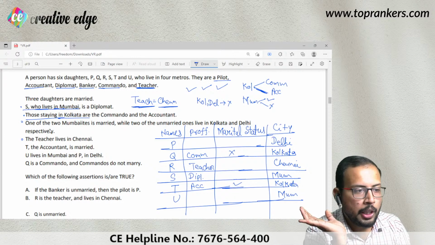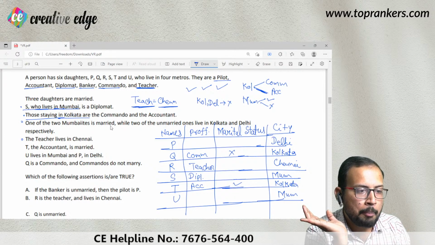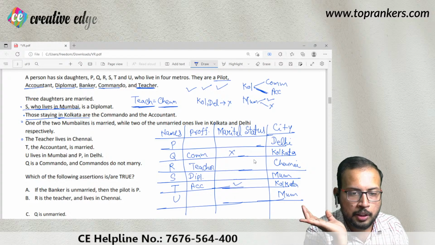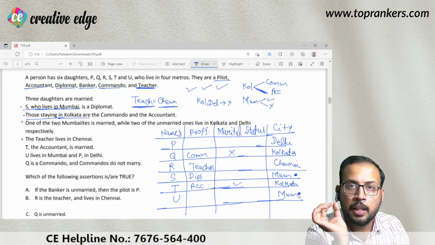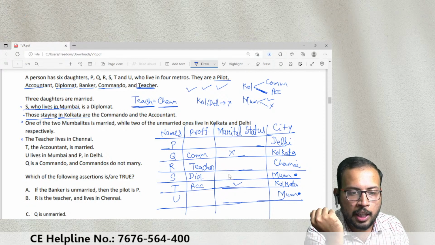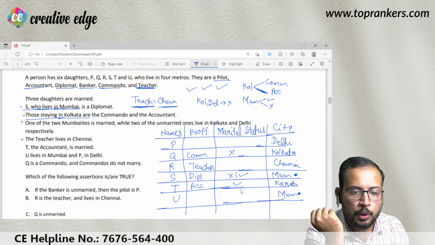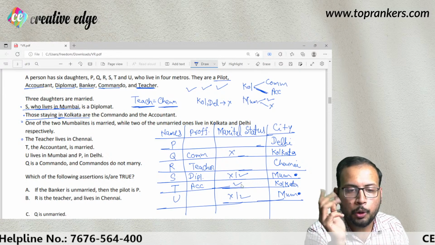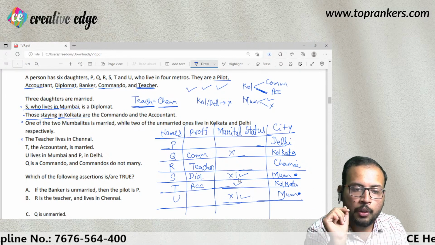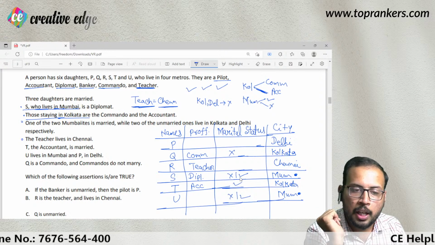Okay, now I also know that one of the two Mumbaiites is married. So Mumbai वाला जो भी person है, मुंबई में मेरे पास कौन है? I have this person in Mumbai. This person was also in Mumbai. One is married, one is not. So ये unmarried भी हो सकता है, married भी हो सकता है. So out of the two, one is going to be married and one is going to be unmarried.